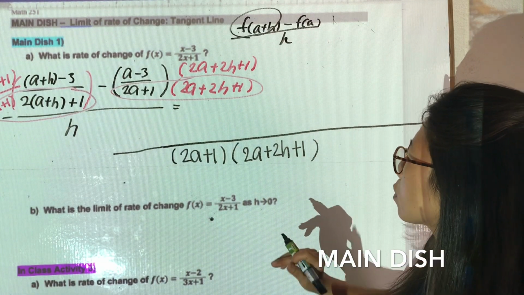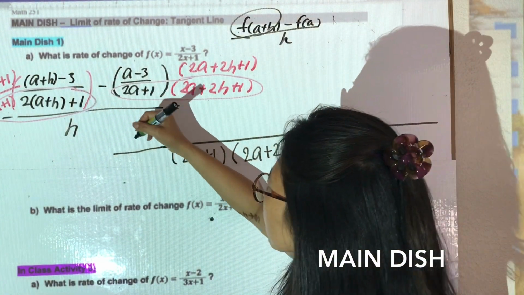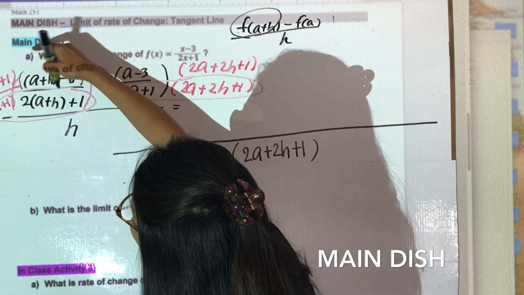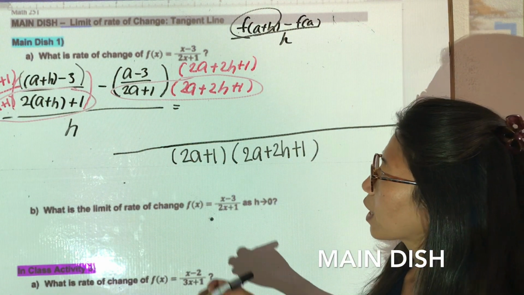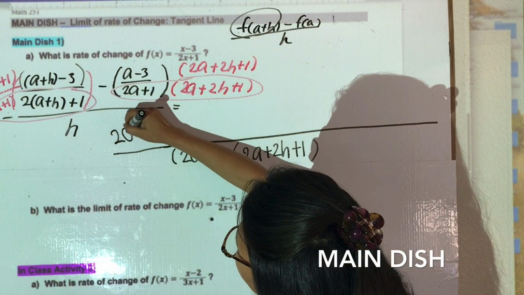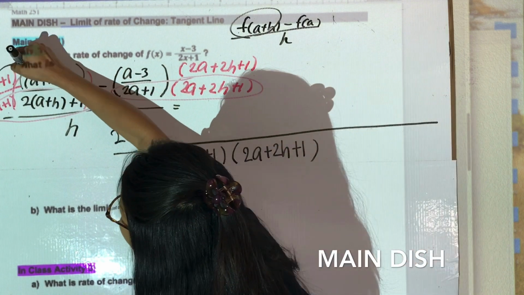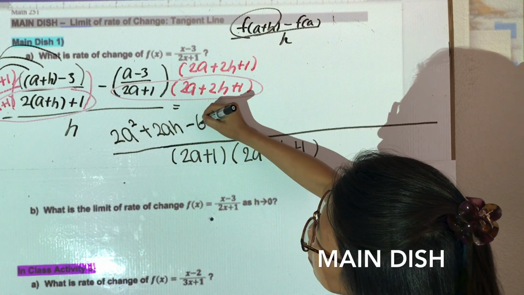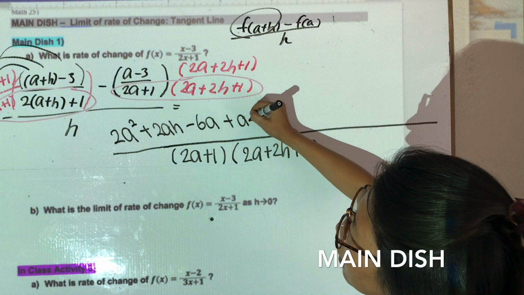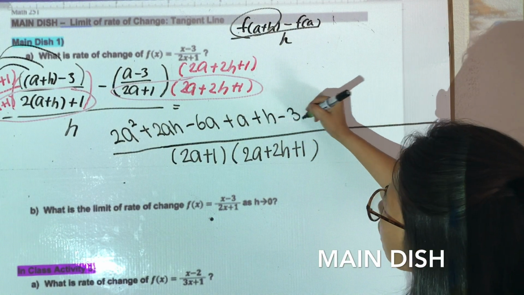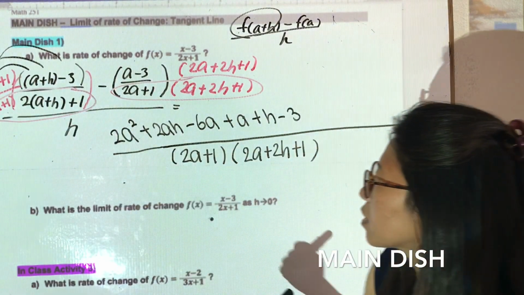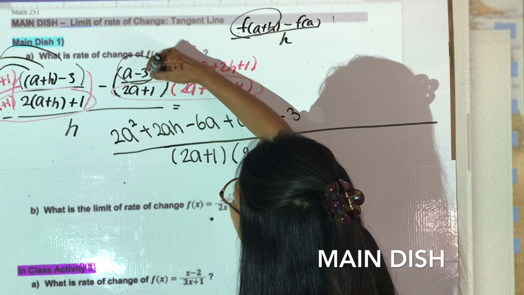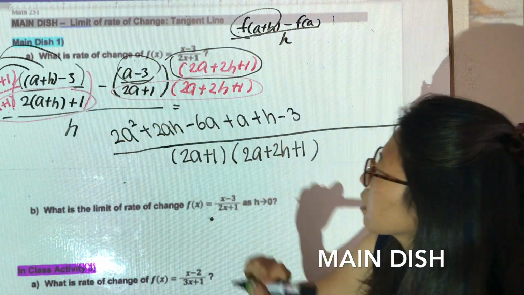And then since I don't have board space, I'm going to pull out the negative and then use the opposite sign. So let's FOIL it, this factor to that factor. That's going to be 2a squared plus, I'm going this way, 2ah minus 6a plus a plus h minus 3. Okay, so I did 6 terms, and then I'm going to multiply this to this, and then the negative sign.